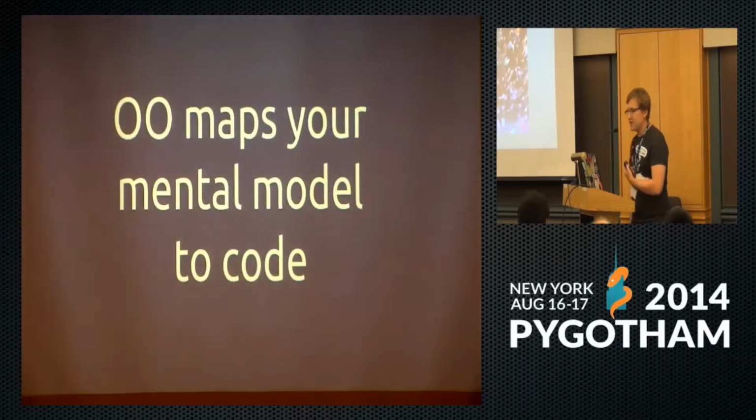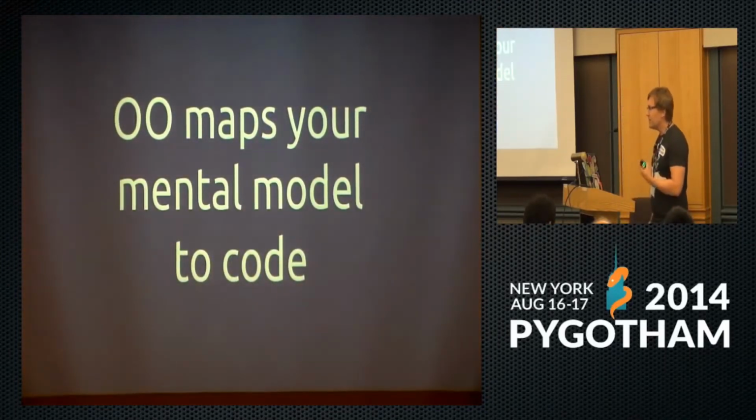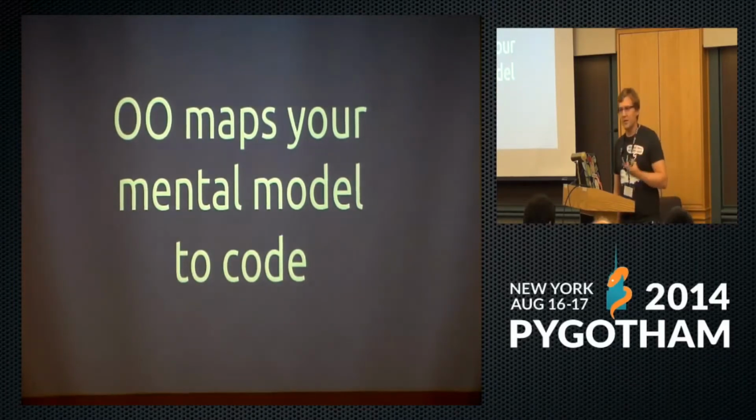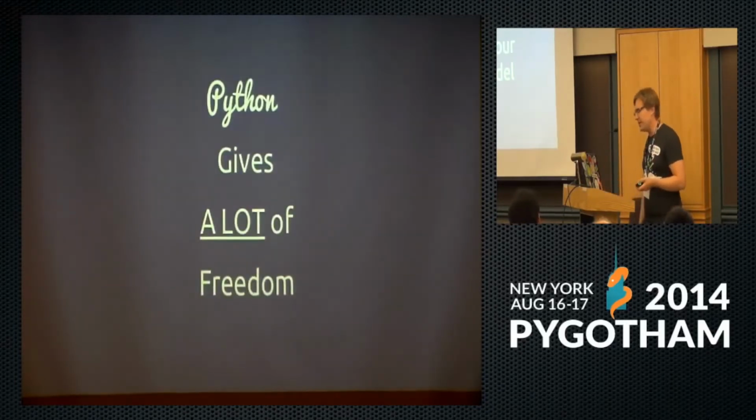So if this is so much more complicated, why do we use object orientation at all? Well, object orientation maps your mental model to code better than any other paradigm we have right now. So the words and the concepts that you talk about your problem with are the words and concepts in your code. And there's a direct map there. So it's much easier to think about what's going on in your code.